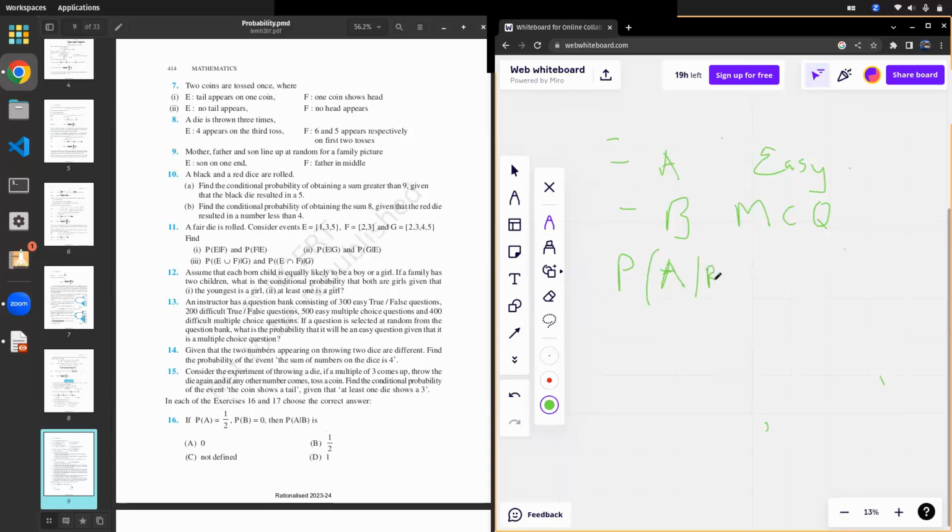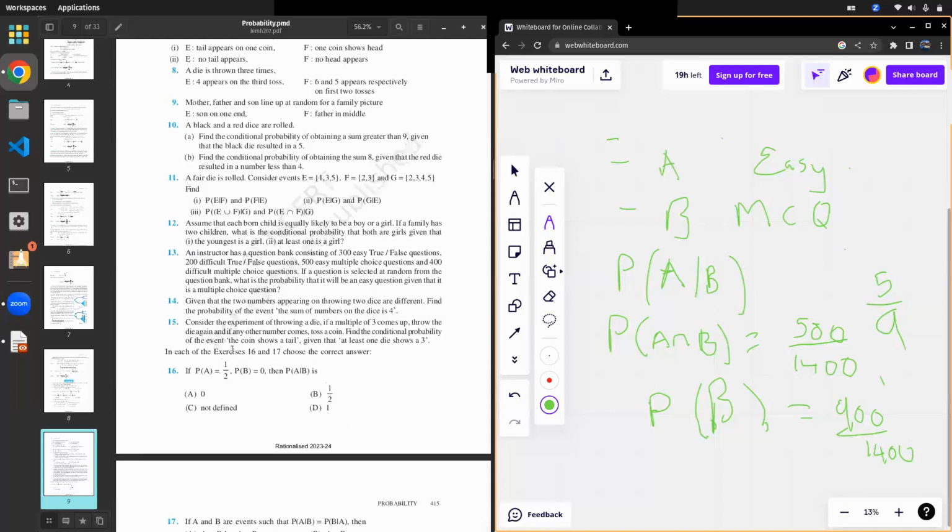Probability of A given B. So using the formula, first we have to find the value of probability of A intersection B. So the probability of a question such that it is an easy question and it is a multiple choice question, this will be equal to 500 by the total number of questions. The total number of MCQs will be 900, and the probability of MCQs is 900 by 1400. So we'll get the conditional probability as 5 by 9 after substituting in the formula.